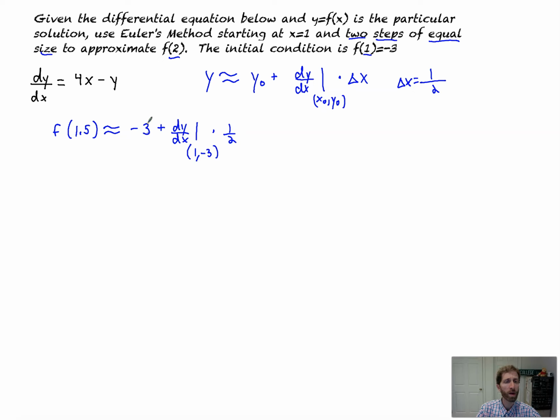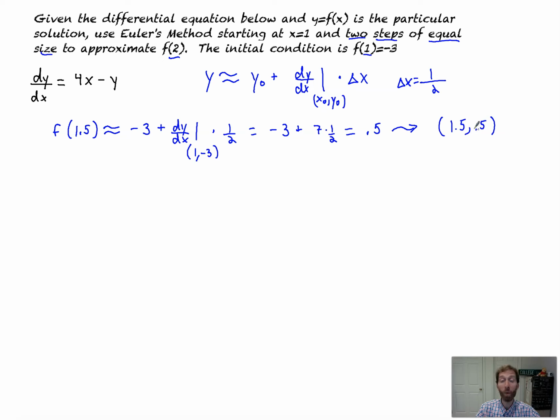So what's dy dx at 1, negative 3? Well, that would be 4 times 1 is 4, minus a negative 3 is 7, because you got 4 minus a negative 3, which would be 7. So this is going to be equal to negative 3 plus 7 times 1/2. So I'm going to write that as a decimal. Why not? So that's negative 3 plus 7/2, or 3.5, is equal to 0.5. So what that means is we're at the point 1.5 comma 0.5, or 3/2 comma 1/2, however you'd rather roll.